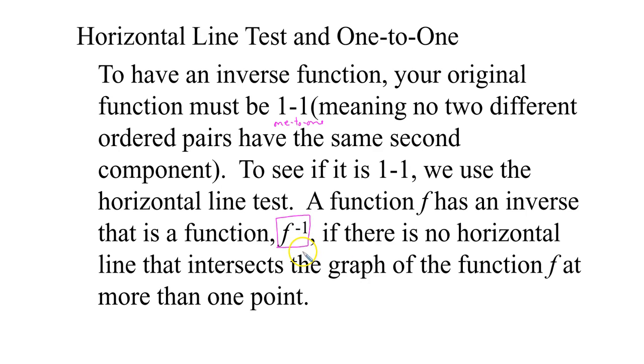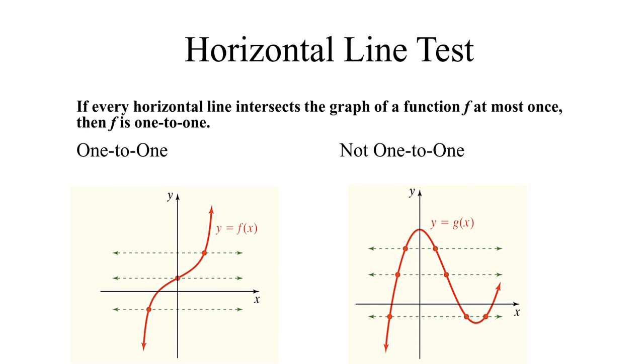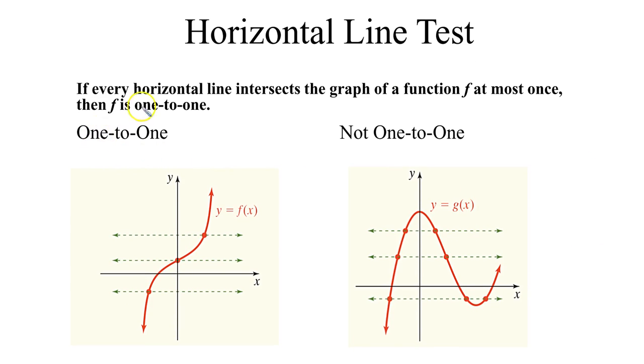Basically this means that if there's no horizontal line that touches the graph at more than one point, then we say that the function has an inverse and it is a one-to-one function. Let's look at a couple of graphs. We can use this horizontal line test. The graph is this red line, and I've already drawn horizontal lines through this. Notice that for this graph these horizontal lines don't intersect the graph but at one point, and this is a one-to-one function. So we say it has an inverse.